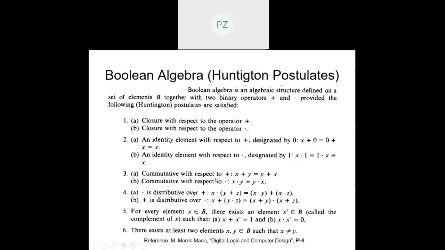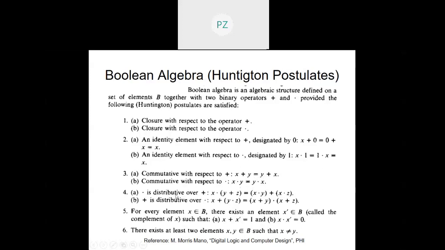Then commutativity. Commutativity is x plus y equals y plus x. Similarly, x dot y is y dot x. In conventional algebra, we have commutativity with respect to addition and multiplication, but we do not have commutativity with respect to subtraction and division. A minus b is not equal to b minus a. Over here, the Huntington postulate says that with respect to plus and dot, that is OR and AND, both are commutative operations because x plus y is y plus x and x dot y is equal to y dot x.